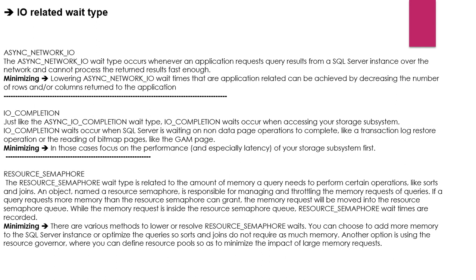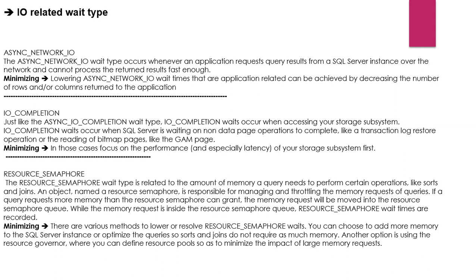Let's proceed with IO related wait types. Async network IO. The async network IO wait type occurs whenever an application requests a query result from a SQL Server instance over the network and cannot process the returned result fast enough. Seeing async network IO waits occur is completely normal, but higher than normal waits can be caused by changes in returned query results or network related problems.